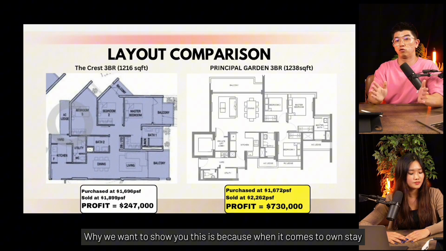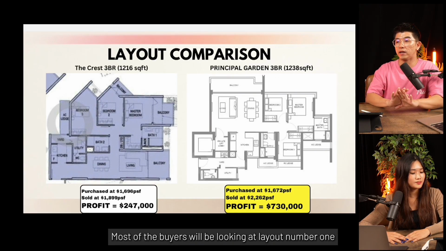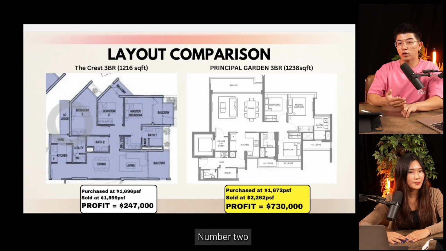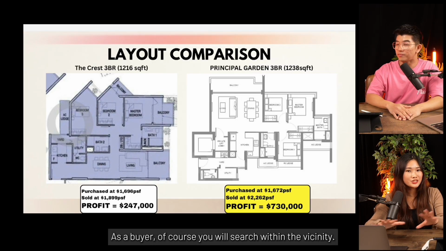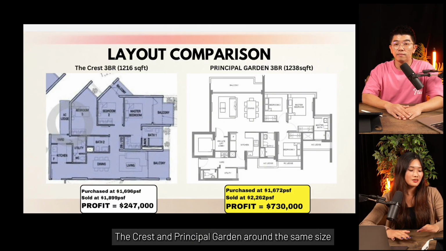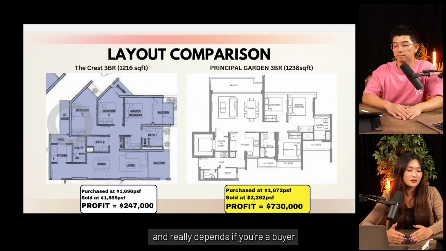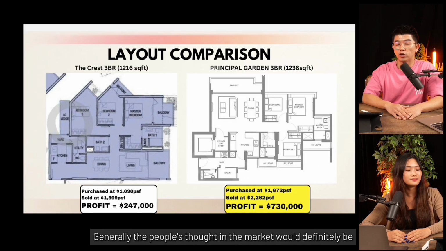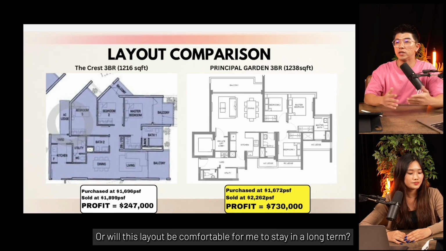Why we want to show you this is because when it comes to own stay, most of the buyers will be looking at layout. Number one. Number two, when you are side by side, as a buyer, will you go and see? As a buyer, of course, you will search within the vicinity. You see, the Crest and Principal Garden, around the same size, pricing-wise also the same. Of course, you will take a look at both. And it really depends, if you're a buyer, which kind of layout is more efficient for you. Generally, the people's thought in the market would definitely be, will this layout suit my lifestyle? Or will this layout be comfortable for me to stay in the long term?